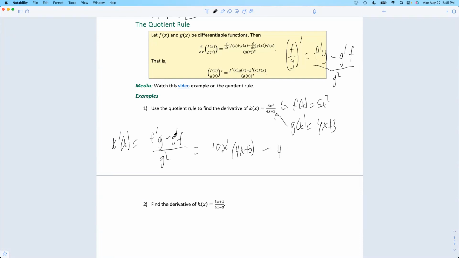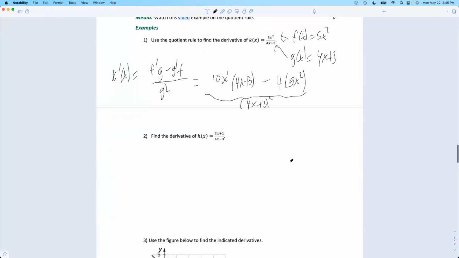That's G prime times, leave the top alone, all over the bottom squared. And I have to have parentheses here. So 4x plus 3 squared. And then maybe I'd want to clean that up, maybe not. Like at this point, I'm just going to leave it. You'll have a lot of times where you'll have to clean that up. But for now, let's just leave it.